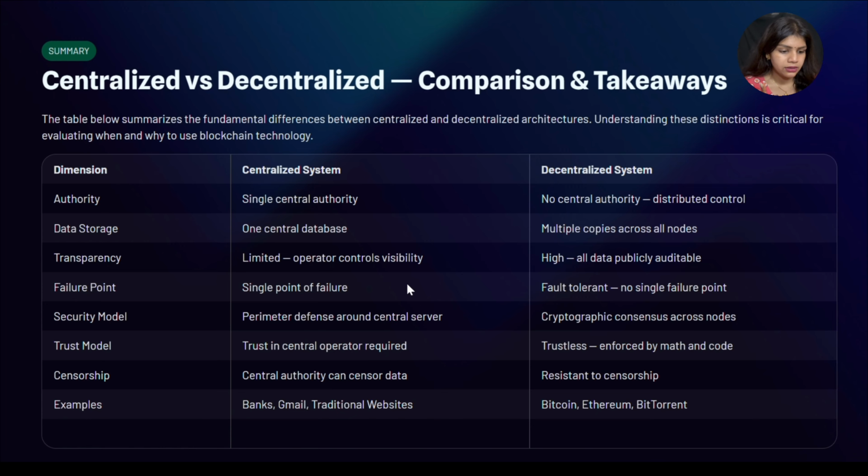Okay, single point of failure, versus fault tolerance. Perimeter defense around the central server, only the central server is secured, versus cryptographic consensus across nodes. And trust in the central operator required, versus trustless. Okay, central authority can censor data, versus resistant to censorship. Okay, no one can alter the data. The examples are banks, Gmail, traditional websites, and Bitcoin, Ethereum, and BitTorrent.